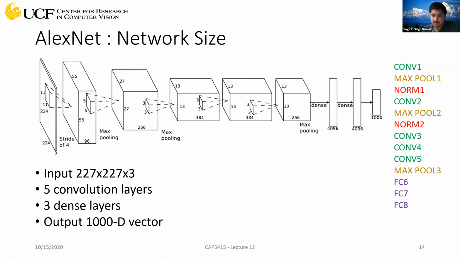So 1 cross 1 cross 256. Yeah, so you can apply activation after that. Okay.